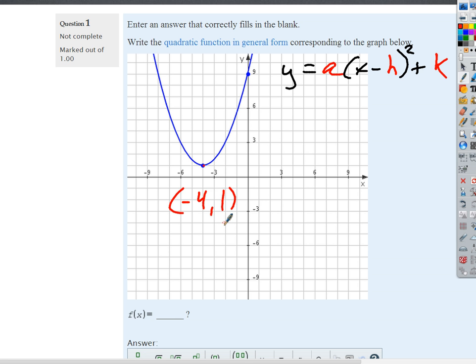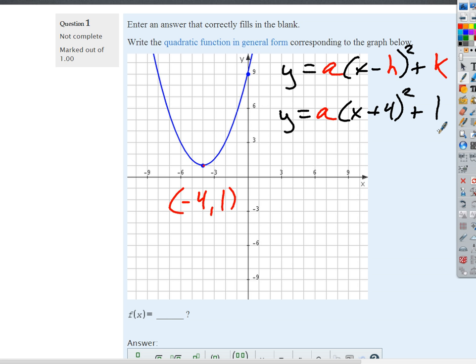That's giving you, in 1 point, 2 of your numbers, your parameters, right? So if I plug those in, don't I just get y equals A times (x minus -4), so x plus 4 squared, plus 1? Yep. Okay? Took care of 2 of them. There's only 1 other parameter I need, right?